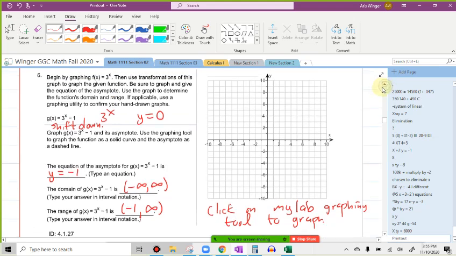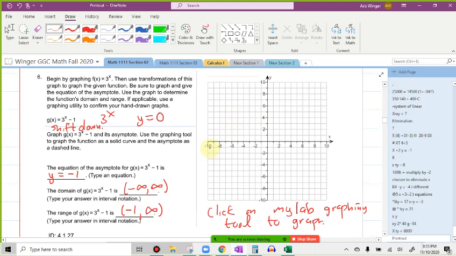And so then you'll plot the line y equals negative 1, the dotted line, and then you'll shift the exponential down 1 unit.